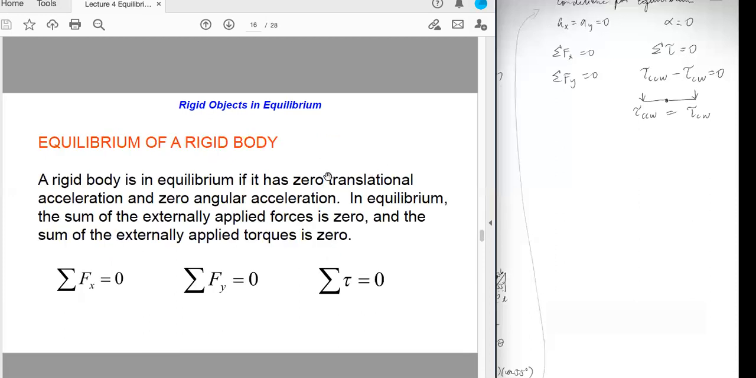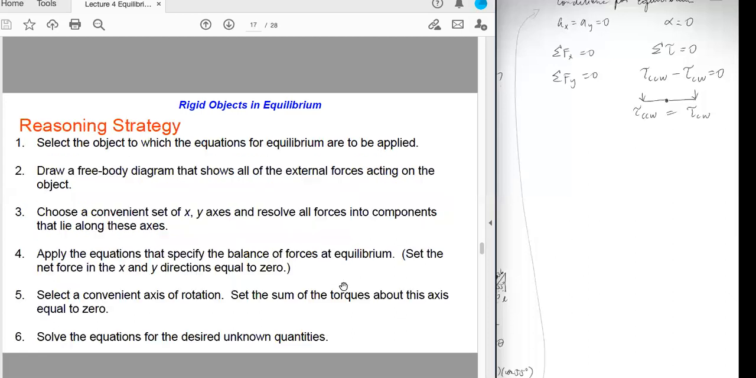Equilibrium of a rigid body. A body is in equilibrium if it has zero translational acceleration and zero angular acceleration. In equilibrium, the sum of the externally applied forces is zero. Zero net force. And the sum of externally applied torques is also zero. Zero net torque. Let's have an example.